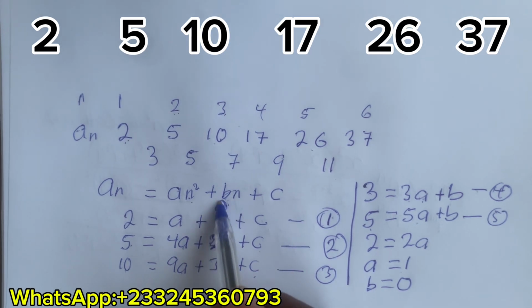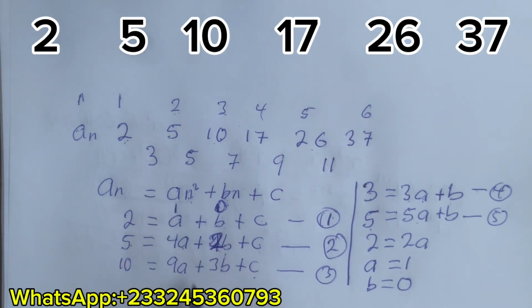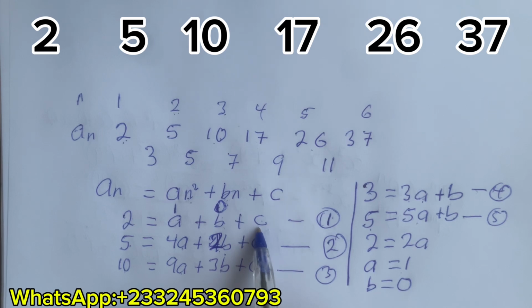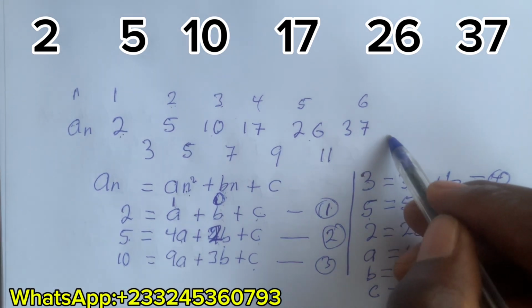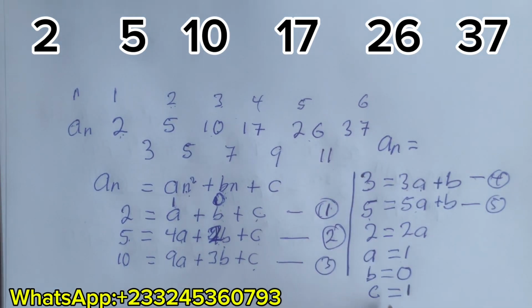So if I put 0 here and 1 here, then I can find c. So 1 plus 0 is 1. If I take 1 from 2, I get c equal 1. So the nth term, that is an, will be, I'll put a here.